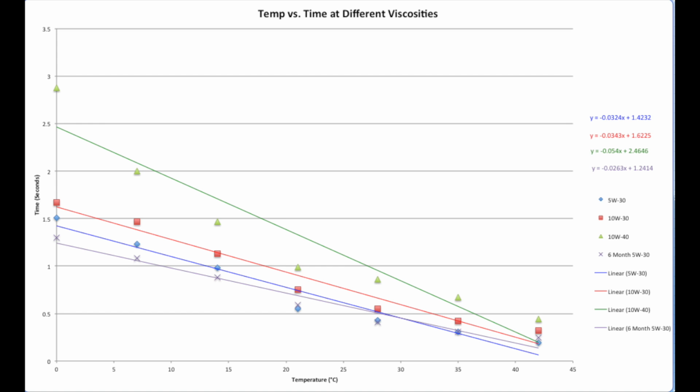The 5W30 motor oil and the used 5W30 motor oil did not show any significant amount of differences. The best fit lines were pretty similar, and so we can conclude that a 6-month-old used motor oil and a new motor oil does not show any significant differences in viscosity.